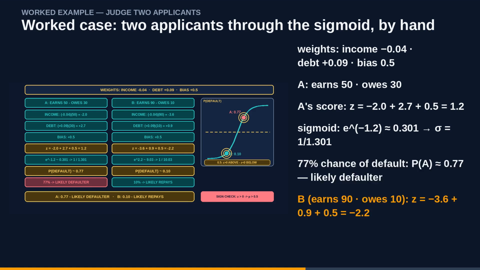A positive score guarantees a probability above 0.5, a negative score guarantees one below, and a score of exactly 0 lands exactly on 0.5. If your final probability sits on the wrong side for the sign you computed, the arithmetic slipped. No exponentials needed to catch it.